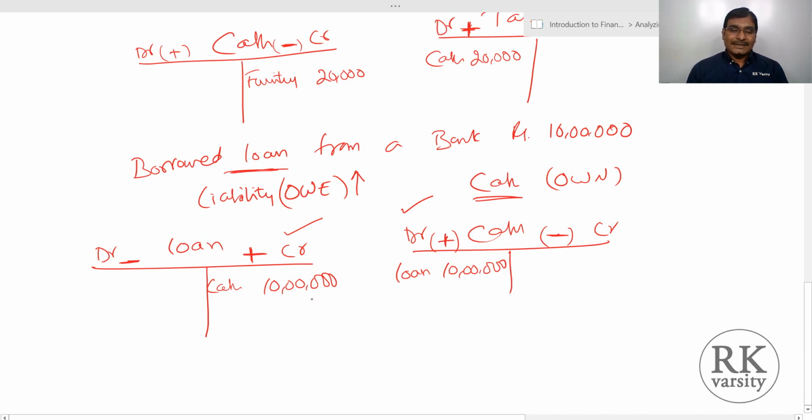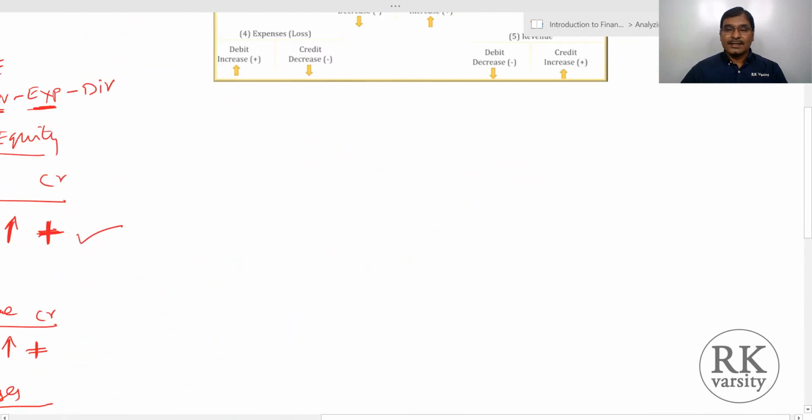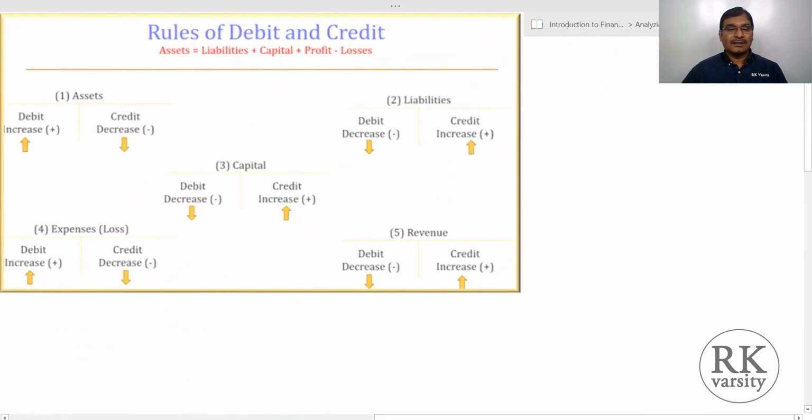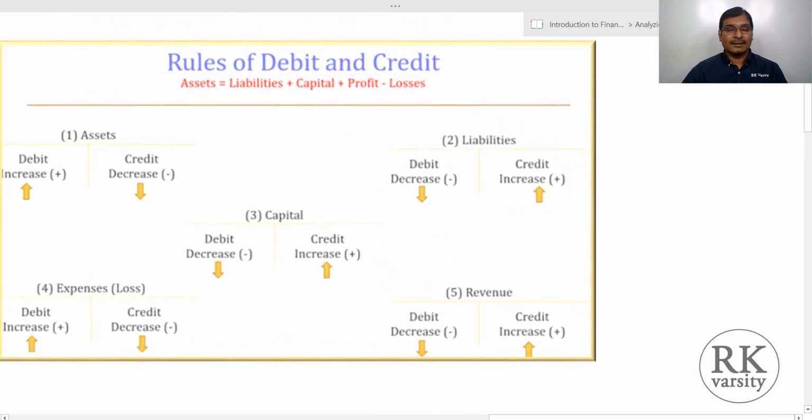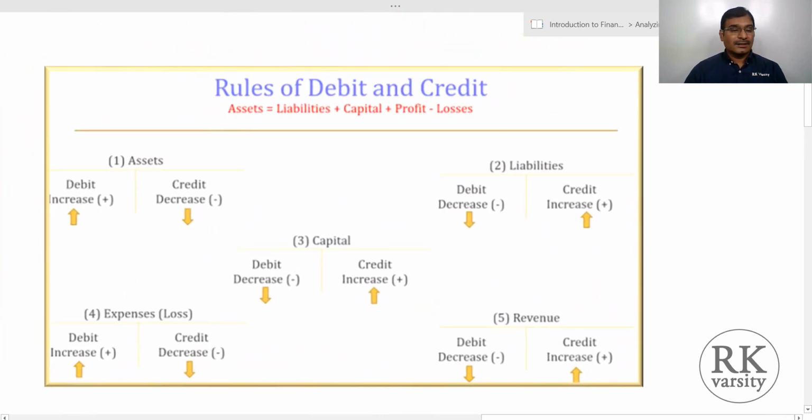At the initial stage, this appears to be a little confusing, but keep on practicing so that you will be able to appreciate the basic rules of accounting. That is, which account is to be debited, written on the left hand side, and which is to be written on the right hand side. In simple terms, we have rules of debit and credit like this. When there is an increase in asset, we debit. When there is a decrease in asset, we credit it.